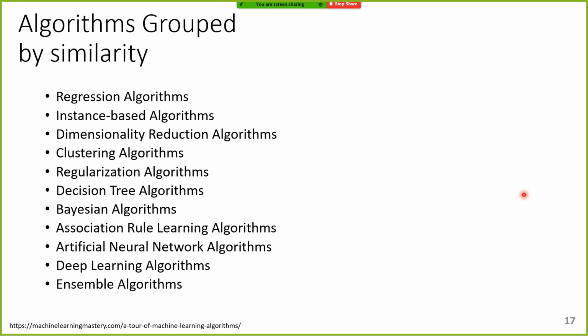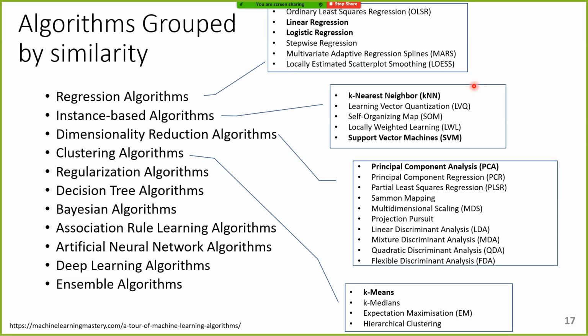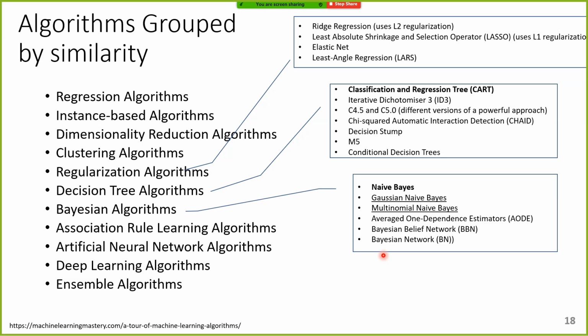So the linear regression which we saw earlier is not the only algorithm we have. There are a lot of other algorithms too. Here is a list of categories in which we can group these algorithms. Each of these categories contains a list of algorithms, and in this talk we will look at some of these algorithms, especially those highlighted in bold face. Here are other algorithms from other categories.